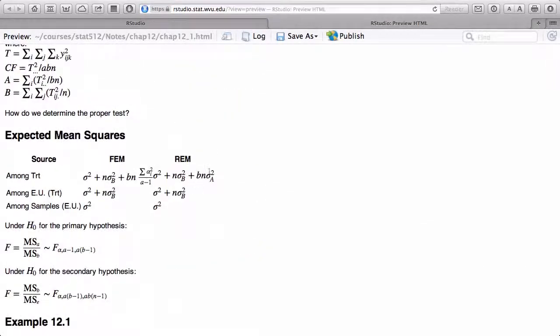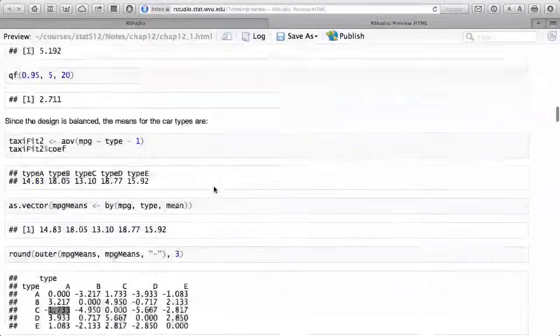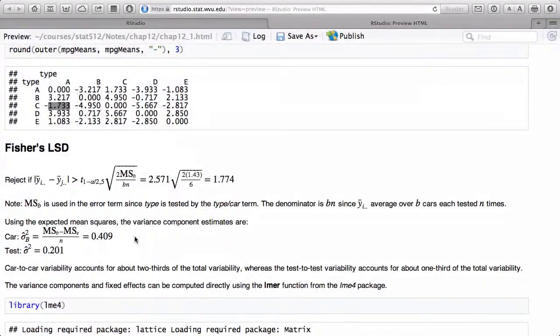Of course, if I wanted a variance component for A, I would take the mean square for the treatment effect minus the mean square for B, the experimental units, and then divide that difference by B times N to get the variance component estimate of sigma squared sub A. So there's a certain logic to that. This is how you estimate the variance components.